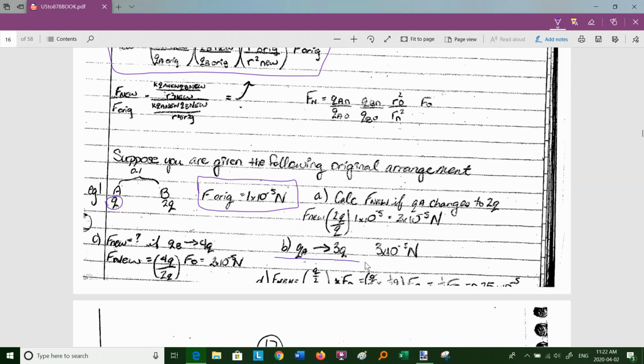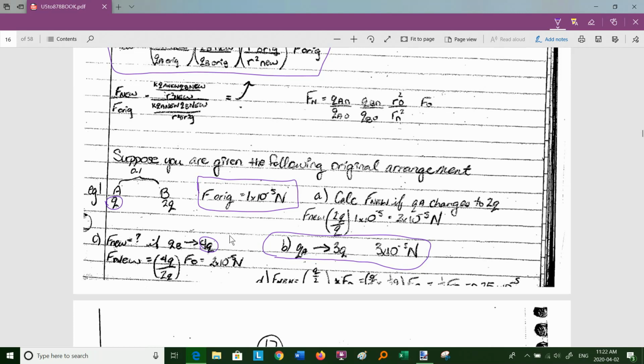In the second example here, what if I decide to triple the charge on A? Like refresh, go to the beginning, and then triple the charge on A by going from Q to 3Q. So it's 3 times 1 by 10 to minus 5, so it's 3 by 10 to minus 5 newtons. The third one, what if I decide to make QB a value of 4Q? It was 2Q, but now it's 4Q, so it's been doubled. So my new force is 2 times the original, so 2 by 10 to the minus 5.